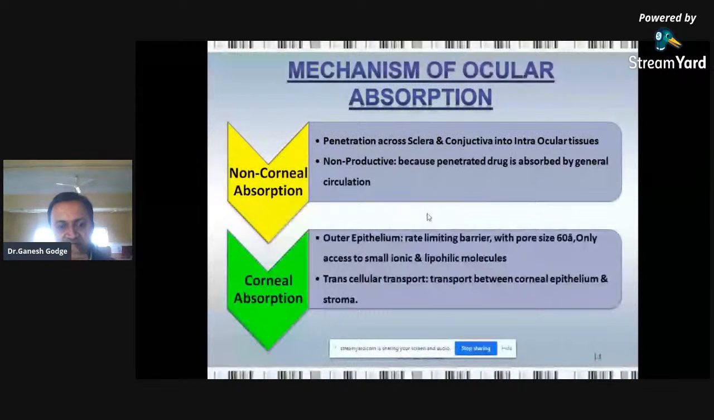On the other hand, what is corneal absorption? The outer epithelium is the rate-limiting barrier. Absorption takes place through the outer epithelial surface, a rate-limiting barrier with a pore size of 60 angstrom, which only allows access to small ionic and lipophilic molecules. What is the problem associated with corneal absorption? It only has access to small ionic and lipophilic molecules.